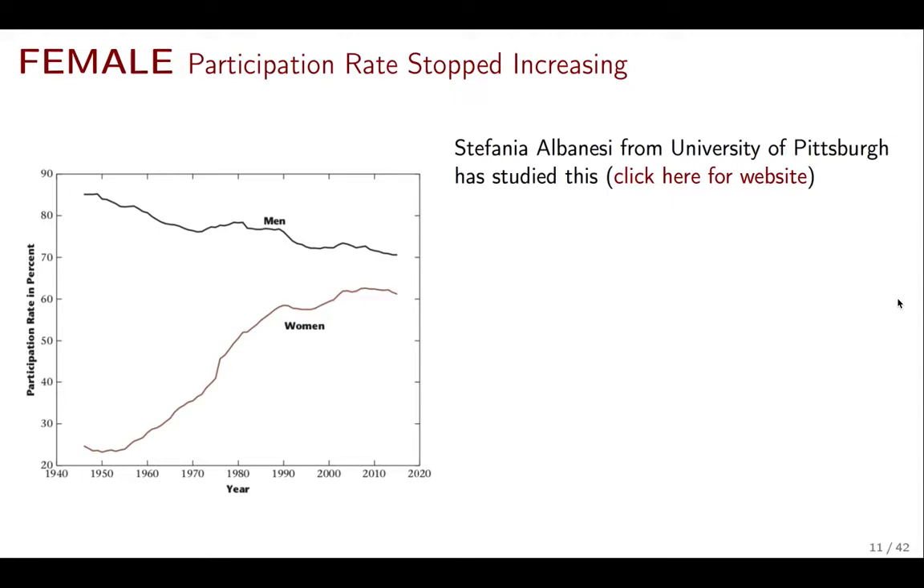Now, in contrast, we had female participation. What I'm going to focus on here is the fact that female participation was increasing very steeply, but then after around the 1990s and definitely after 2000, it has stopped increasing. Sorry.